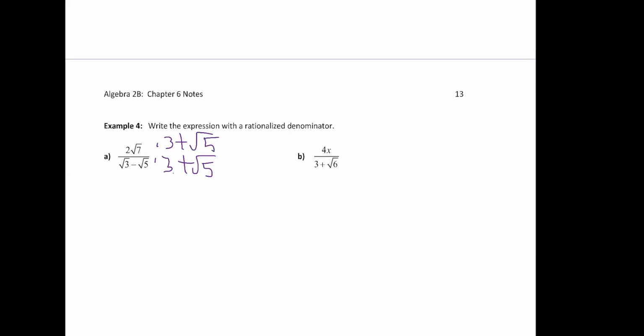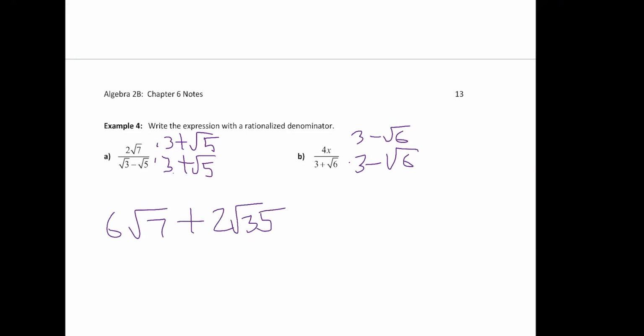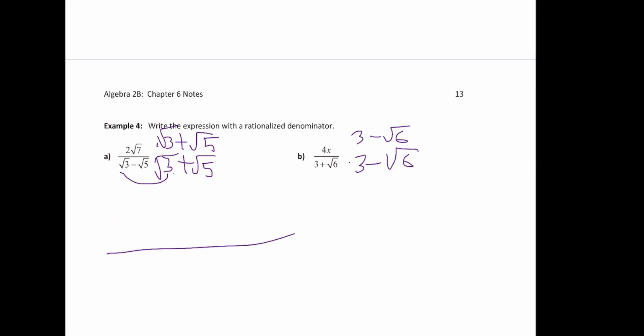In this problem, you would multiply by the conjugate. For this one, if you FOILed it out really quick, you would have 6 radical 7 plus 2 radical 35 on top. Then on your bottom, wait a minute, I wrote this wrong. Sorry, this should have been a radical 3. So that would have been 2 radical 21 plus 2 radical 35, my bad.